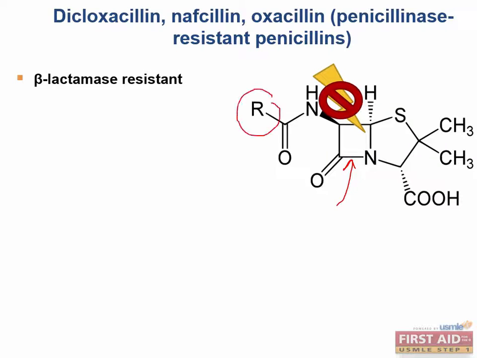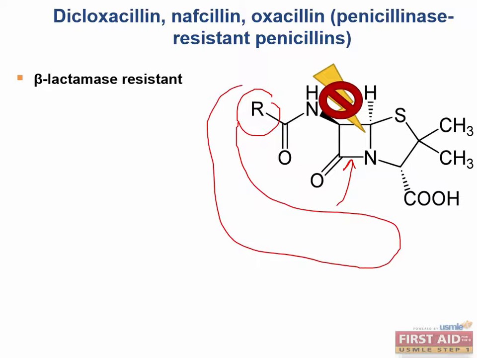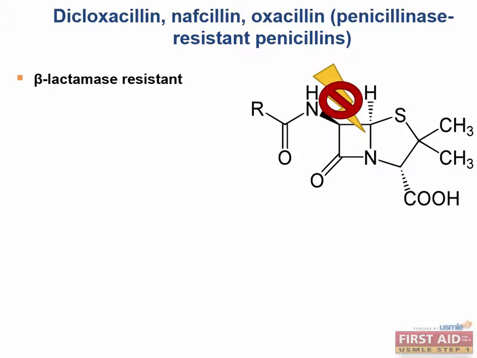They have this R group that's big and bulky that protects this part of the molecule, the beta-lactam ring structure, from the enzyme. So you can imagine the beta-lactamases here not being able to reach this part of the molecule and therefore not being able to cleave the beta-lactam ring. However, when there is an upside, there's always a downside. Since these molecules have this bulky R group, they are less able to cross some cell walls.